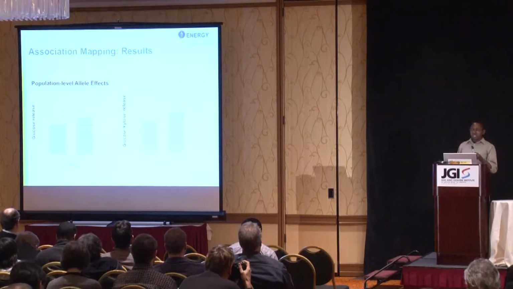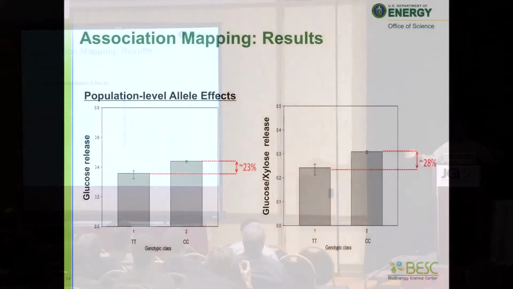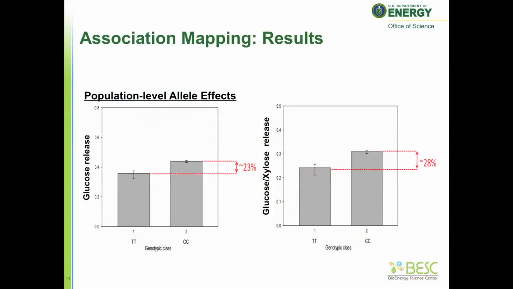What we do is we take individuals that carry alternate homozygote versions of those SNPs, and then we take the average phenotypic value of those, and evaluate how much change in mean values we are getting for the phenotypes. What we see here is for glucose, we get about a 23% change in sugar release, whereas for combined glucose and xylose release, we get upwards of 28%.